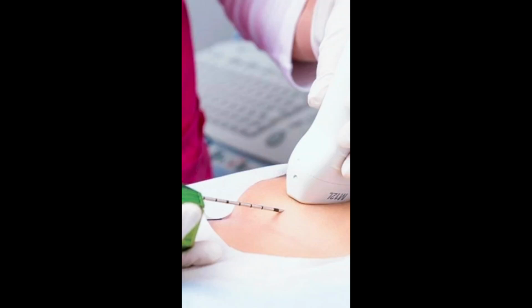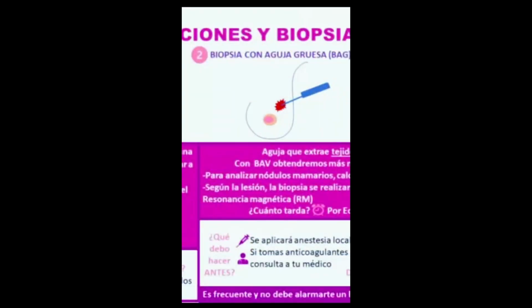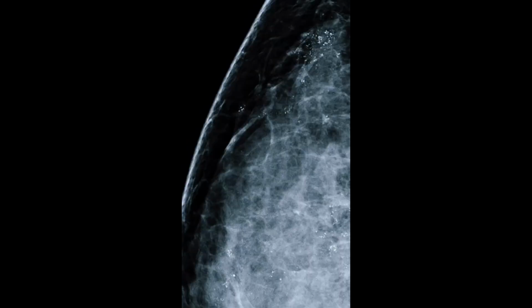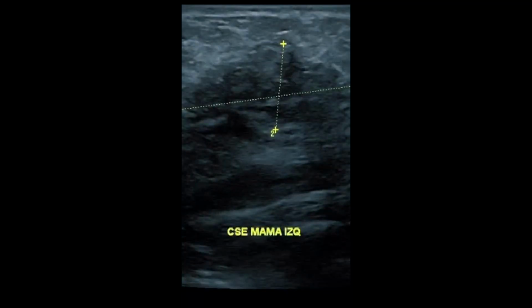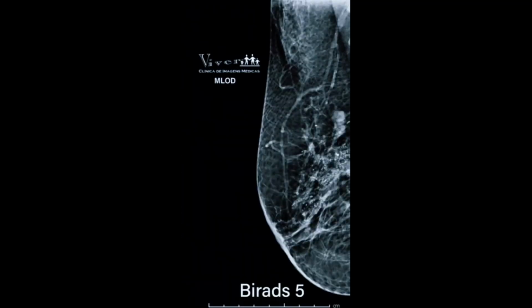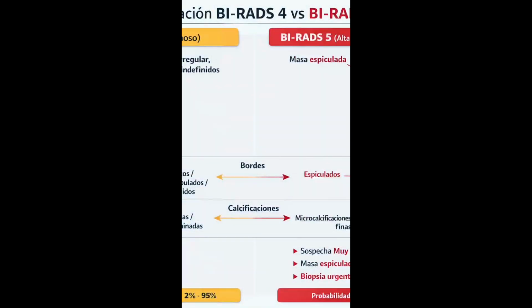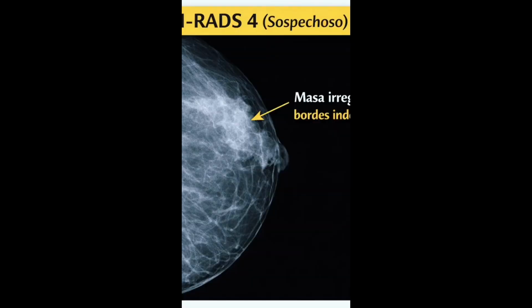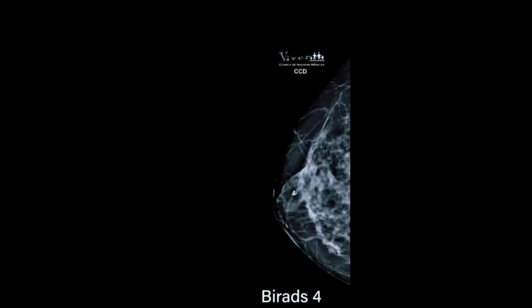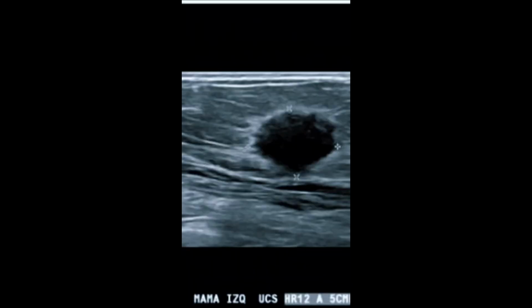BI-RADS 4 is assigned when a lesion has suspicious characteristics, but these are not entirely conclusive of malignancy. It is subdivided to state the risk. BI-RADS 4A, low suspicion, 2 to 10%. BI-RADS 4B, intermediate suspicion, 10 to 50%. BI-RADS 4C, moderate to high suspicion, 50 to 95%.